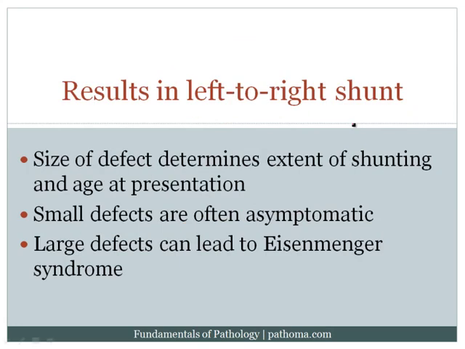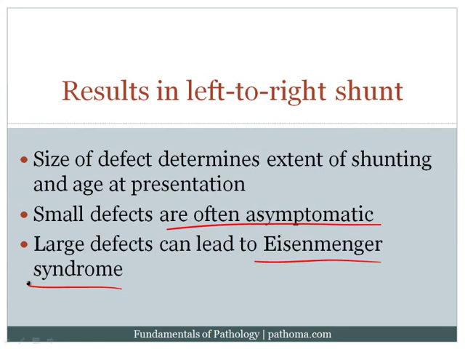Now this has been explained in your text in words as well, where I say that there's a left to right shunt. The size of the defect determines the extent of shunting and the age of presentation. Small defects are asymptomatic, and large defects can result in Eisenmenger syndrome. Now, again, when you get Eisenmenger syndrome, there's some important consequences. For example, the patient will have right ventricular hypertrophy.